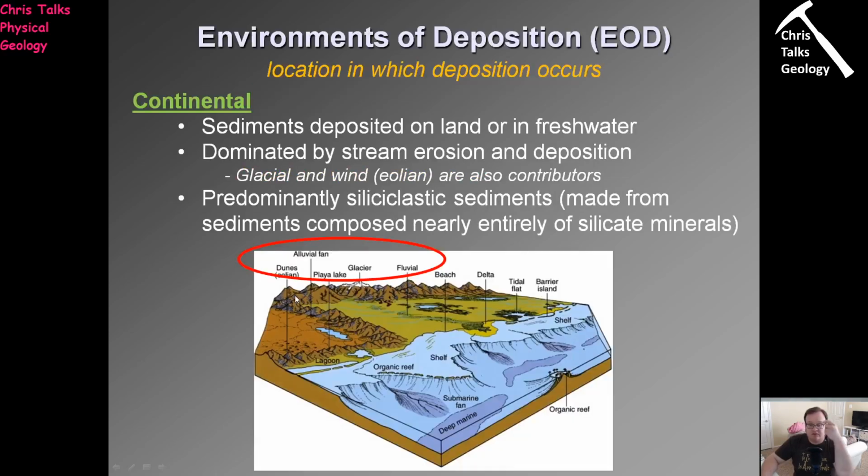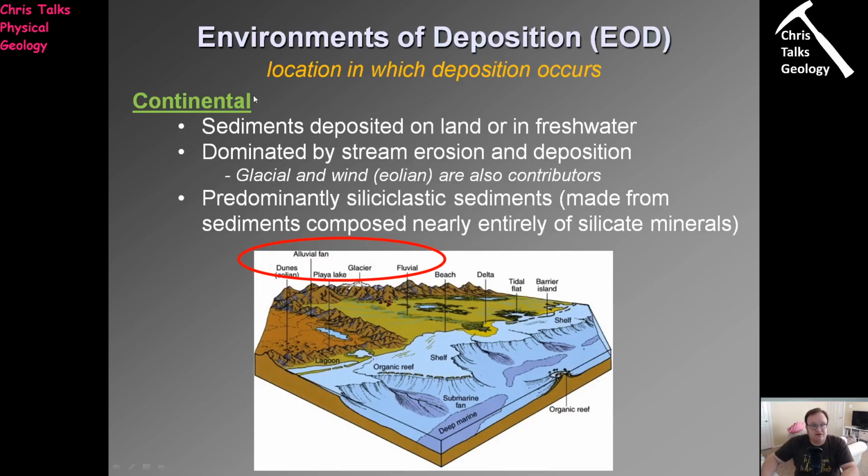Okay, so let's look at some environments. So we're going to start off with the continental environment. So we're going to look at the environment of deposition. We're going to discuss them briefly, and we're going to think about the types of clast we would expect to find in these environments, and therefore the types of sediments we would expect to find.